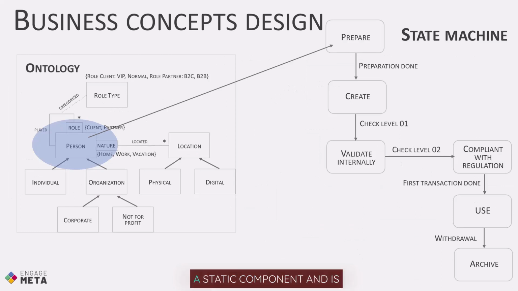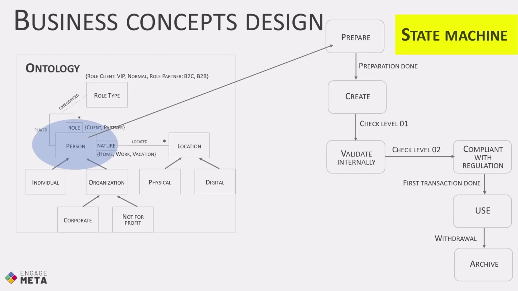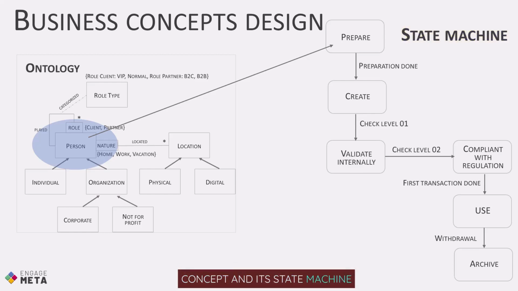While the ontology serves as the static component and is typically considered the final output of semantic modeling, it would be a huge oversight to focus solely on this static description. Each business concept undergoes a business lifecycle that delineates its various states and transitions over time. For example, look at the person business concept and its state machine illustrated on this slide. You will notice that a person starts in the prepare state, progressing to the create state once the preparation is complete. Only after the check level 1 operation is conducted does it transition to the validate internally state.